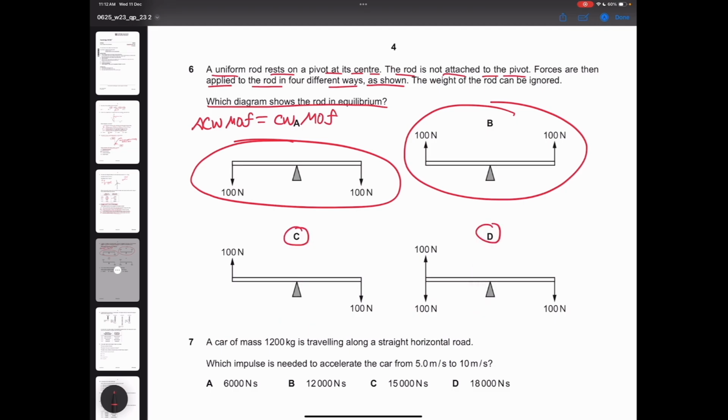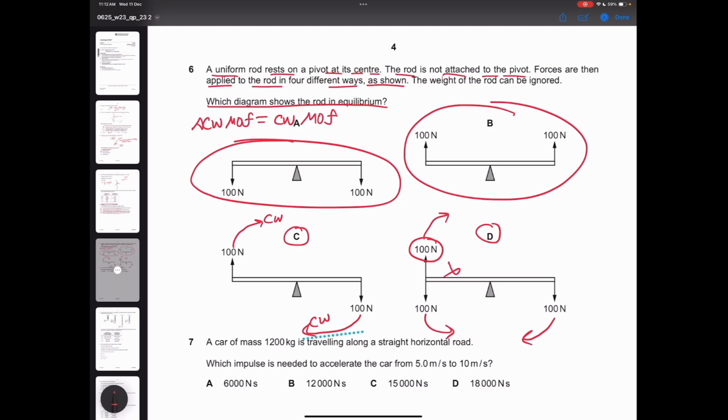Why are C and D wrong? See, the direction of C is clockwise and this is also clockwise. So this is not equilibrium. Here you only have clockwise moment, and here this is clockwise, this one is anti-clockwise. So it will not cancel out. You can do the maths.